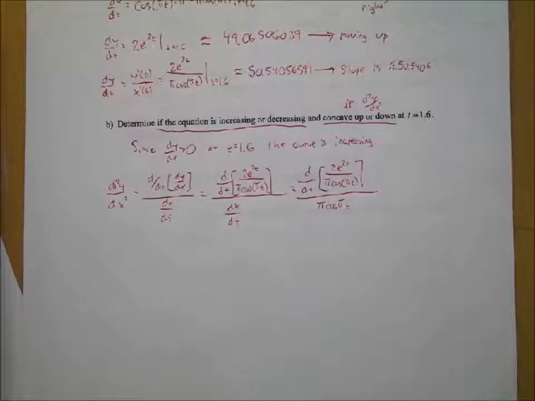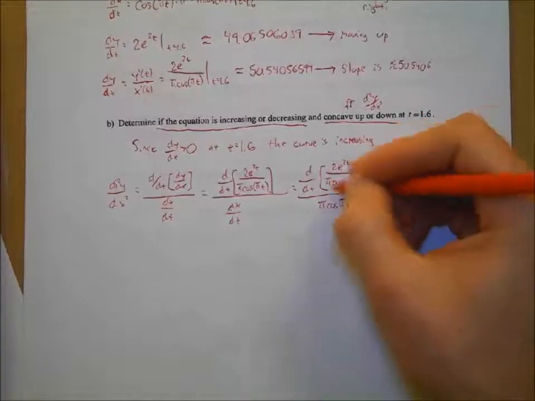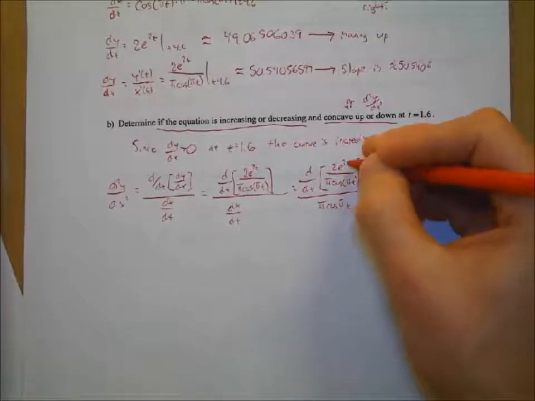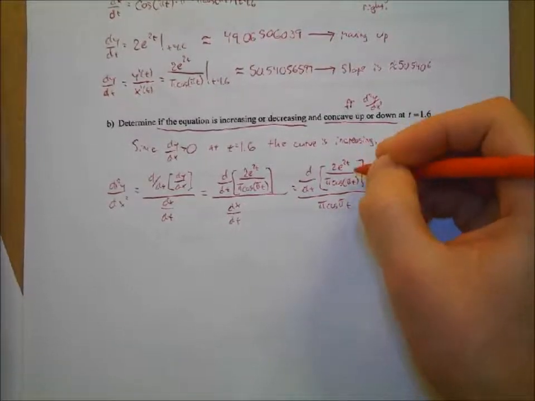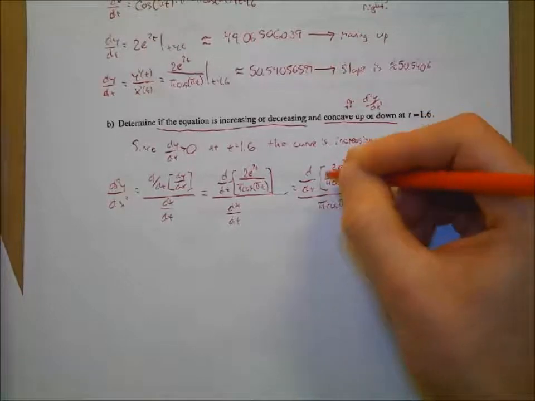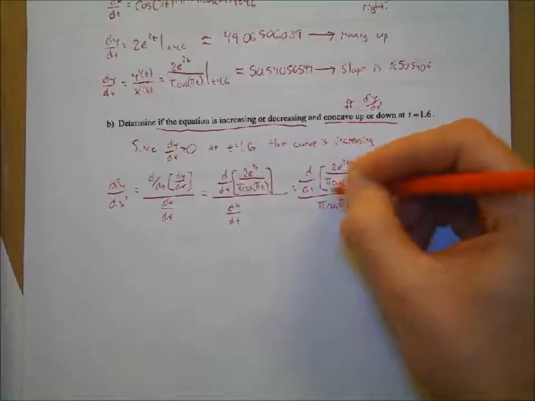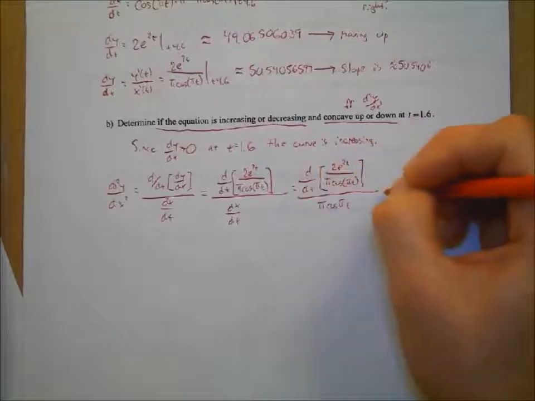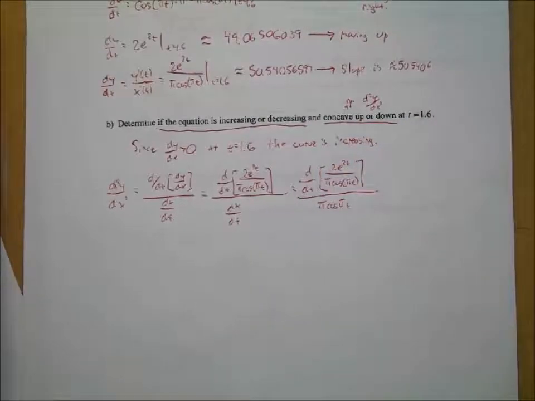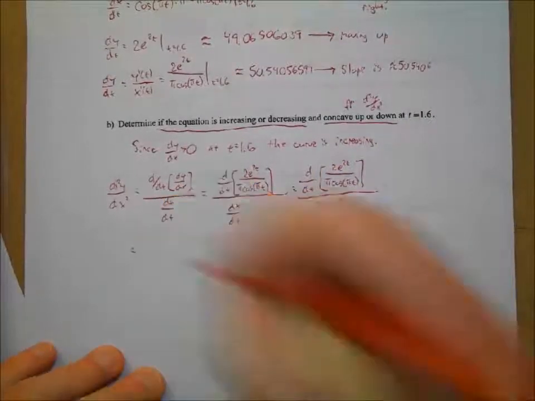Take the derivative of that numerator with respect to t, right? These are already in terms of t, so that's great. And in order to take the derivative of this, we have to use the quotient rule. So this is going to be a quotient rule all over pi cosine pi t. Great.